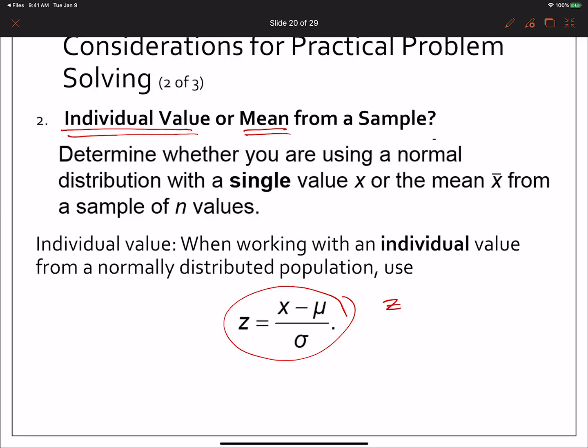That's what that would be. The z-score of one person's height. Now, I know we always come back to a height thing, but it's just really easy to work with. So that would be the z-score of one person's height. That would be like an individual value.